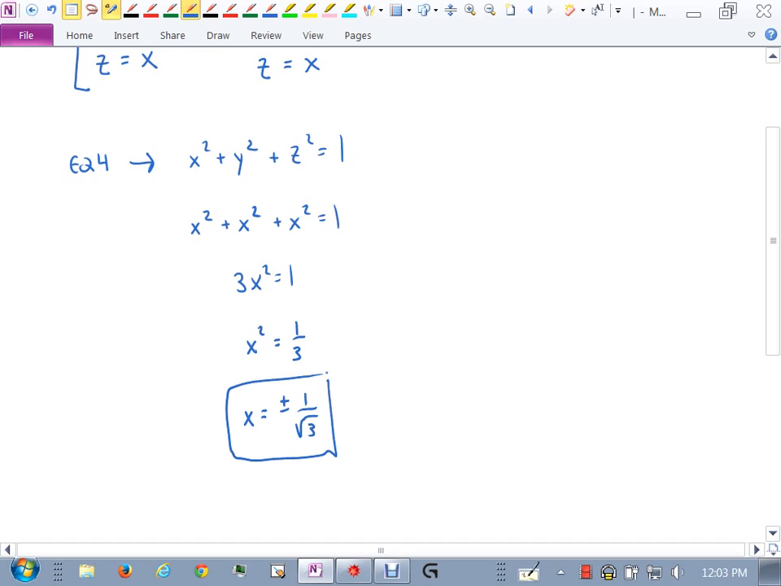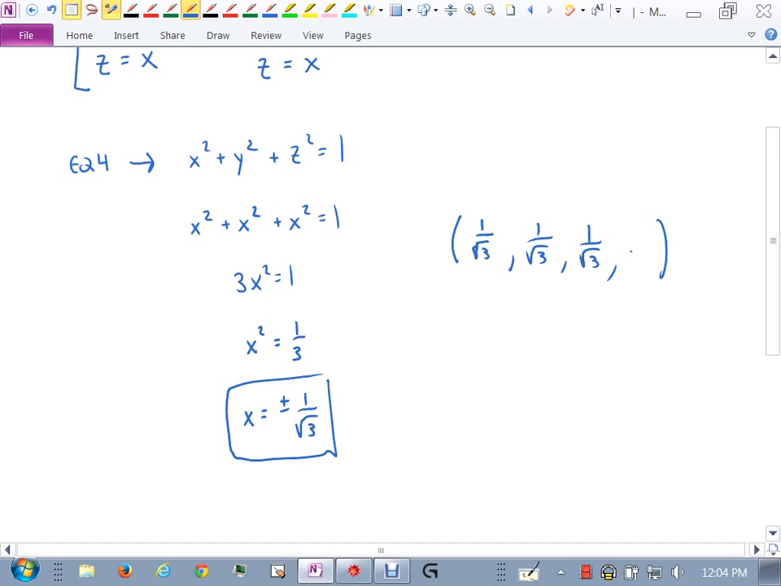Right? So what's y then? Well, y could be plus or minus 1 over root 3, and z could be plus or minus 1 over root 3. There are all those different combinations, right? So I would need to go look at this now, and I have a bunch of things to look at. I have 1 over root 3, 1 over root 3, 1 over root 3.